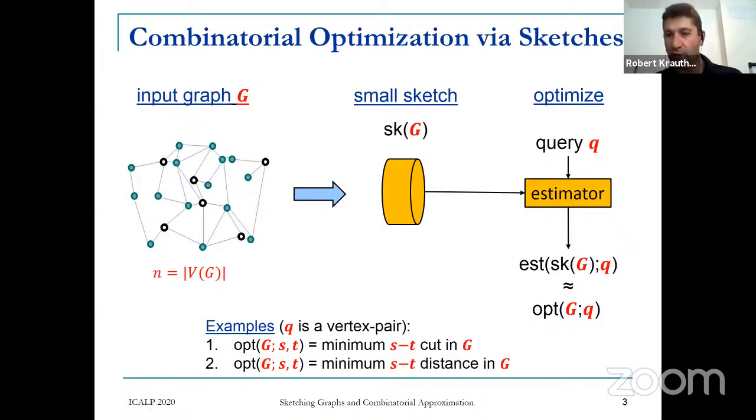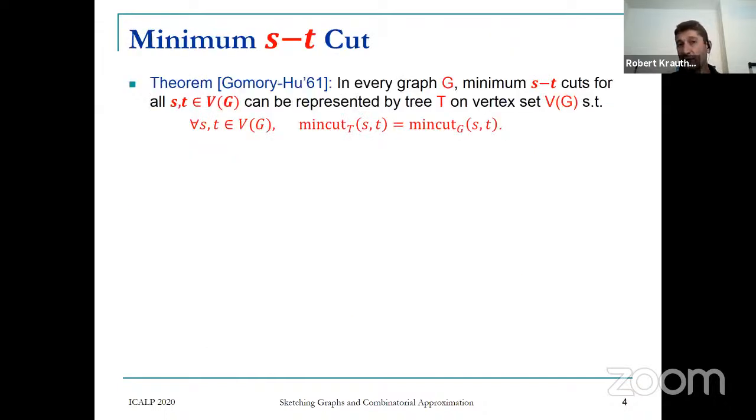So if you want to store it, communicate it, or coordinate between different sites and so on. Okay, so let's start with the example I gave, which is minimum s-t cut. This problem was actually studied, not in this terminology, but in the 1960s.